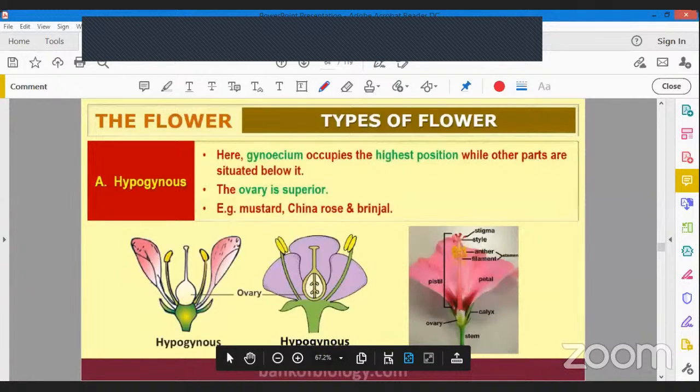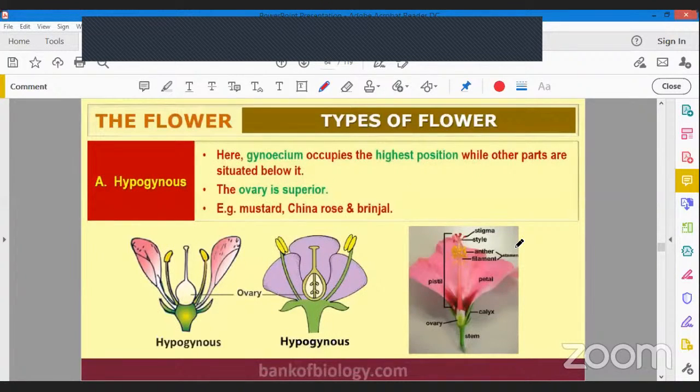Done. Now we look at hypogynous. So what is hypogynous? Here the gynoecium is in the highest position. That is, gynoecium is at the top, and all the other parts are present below it. So the ovary is superior. Okay, example: mustard, China rose, and all this. So take it down. Brinjal. Take it down.